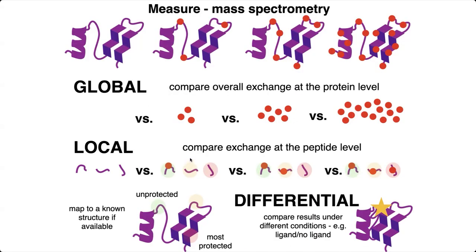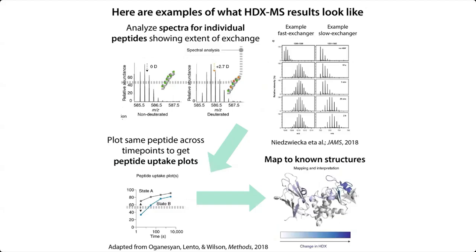And then if there's a structure of the protein known, or now even if there's just an AlphaFold predicted structure of the protein known, you're able to map those changes to the structure of the protein to see which parts of the protein were more or less protected.